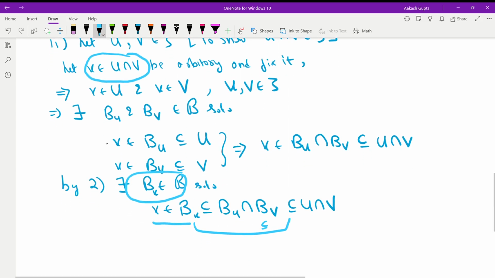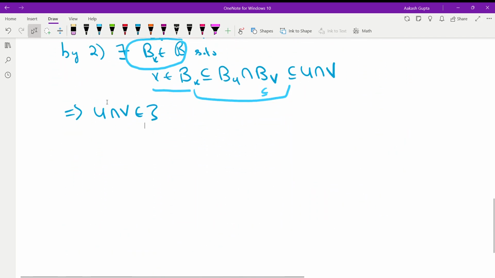So what this implies? This implies U intersection V is inside my topology tau. Oh, sorry, the subcollection tau. I haven't proved that it is a topology. I'm still proving, right? Okay, good. I hope this is clear. Let us have third.